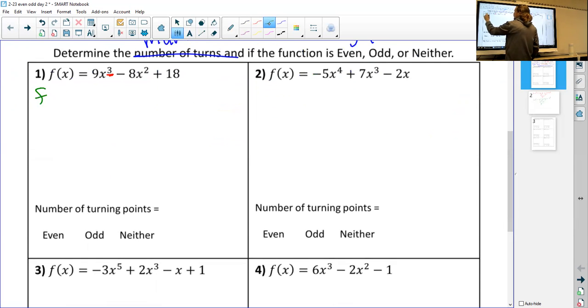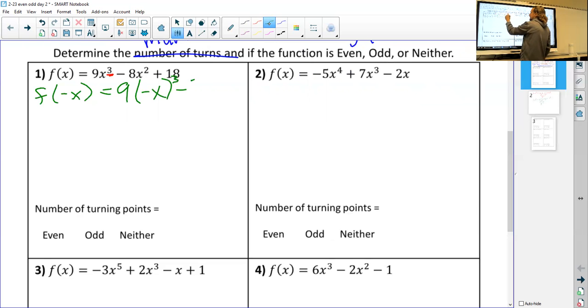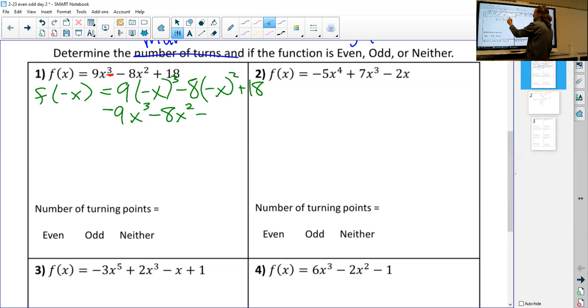Let's find out. f of negative x would be 9 times negative x to the third power minus 8 times negative x squared plus 18. Then we simplify this best we can. The 9 just comes down. Negative x to the third power is going to be negative x to the third power. Negative x squared becomes x squared, and negative 8 times x squared is negative 8x squared, and then plus 18.